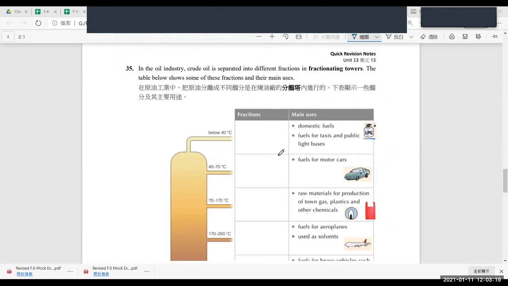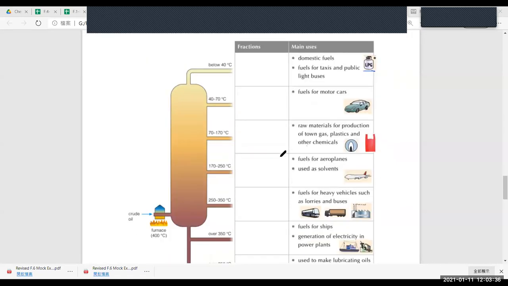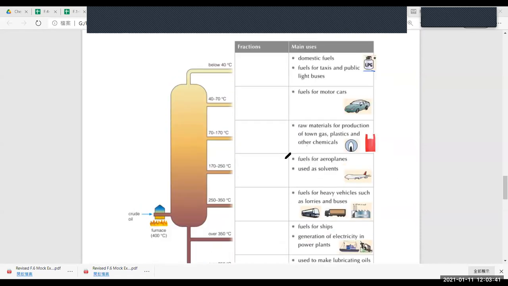So it seems that most of you have understood what is happening. So we move on with the next page. In the oil industry, the crude oil is separated into different fractions in fractionating towers. The table below shows you the different fractions and the main use. It is a little bit different from the book and the textbook, so you better copy it down. You may search it on the web and check it one by one, and you get to know more about that.